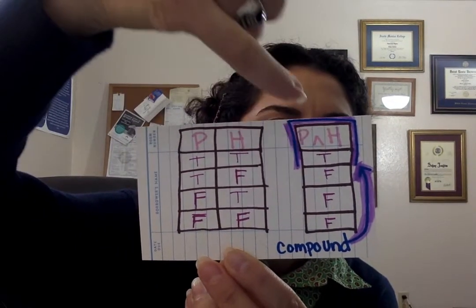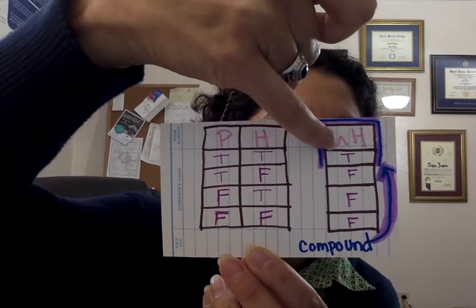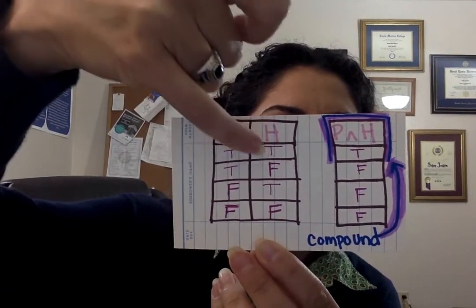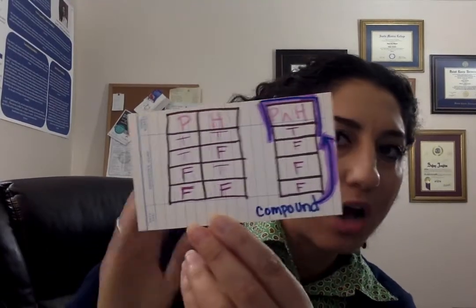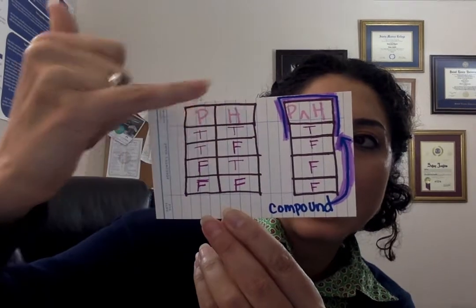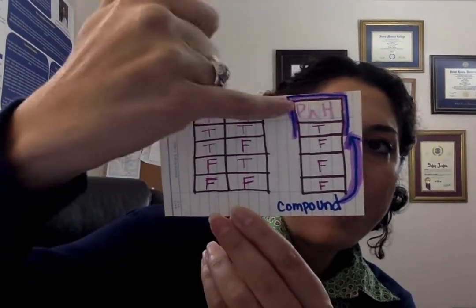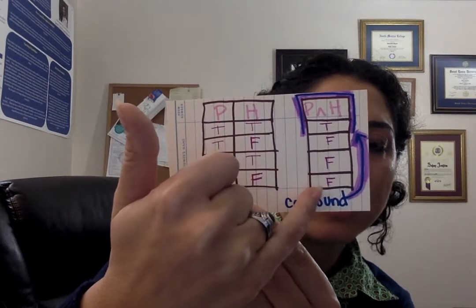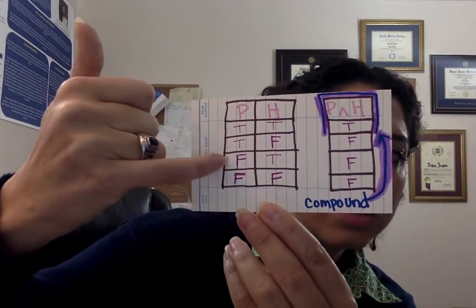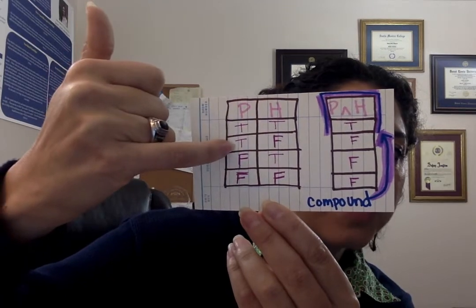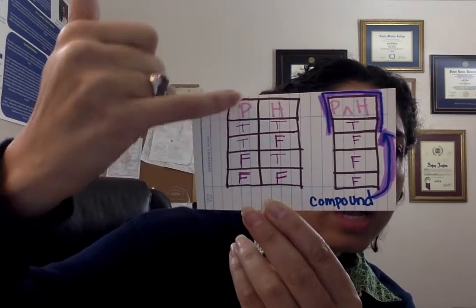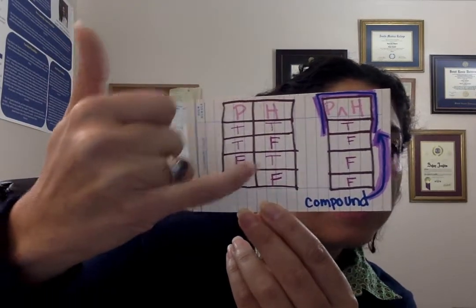There's one scenario in which the proposition P and H is true. And that's when P is true and H is true. But if you have those other scenarios, for example, if P is false and H is false, then that compound proposition P and H is false. If P is false, or if H is false, or if P and H are both false, then the truth value of the compound proposition P and H is false. Here is an example to go over the value of P and H.